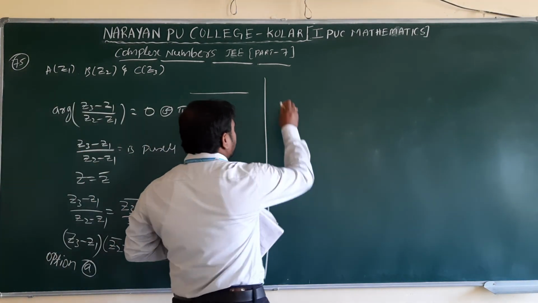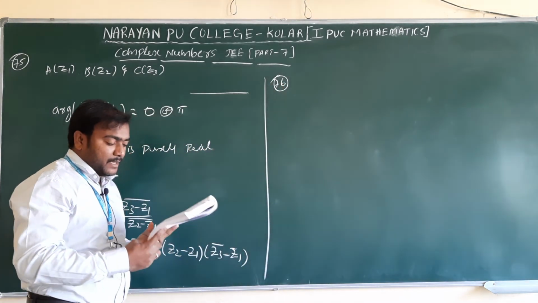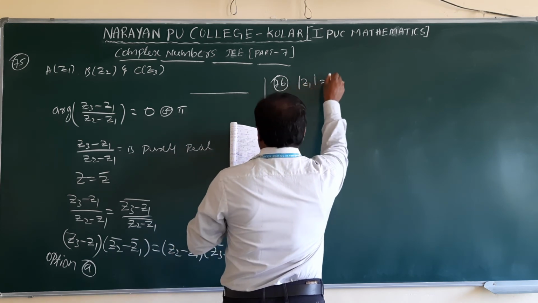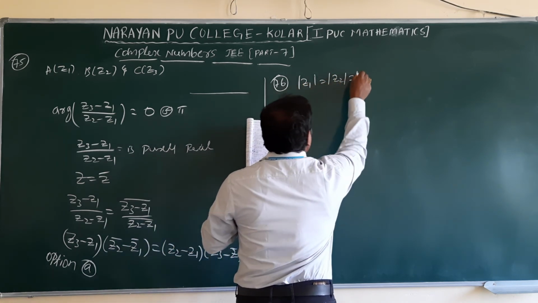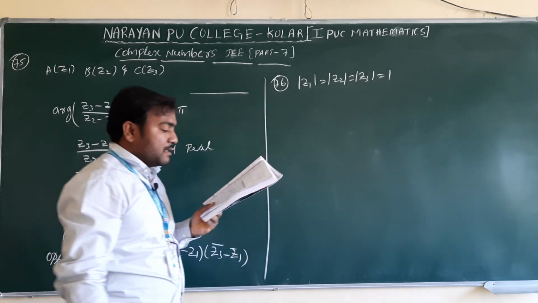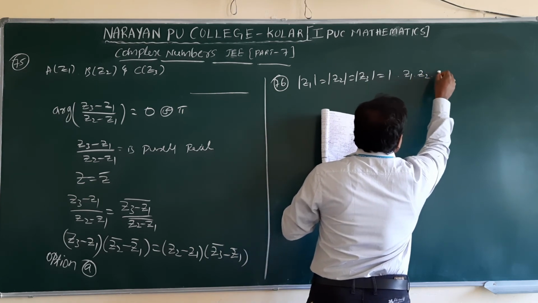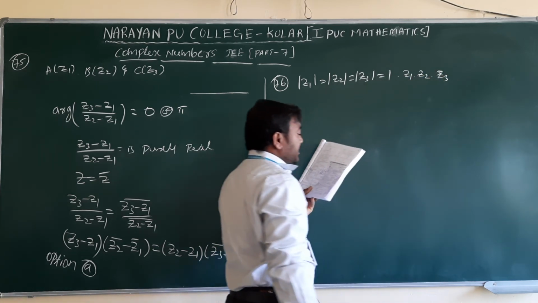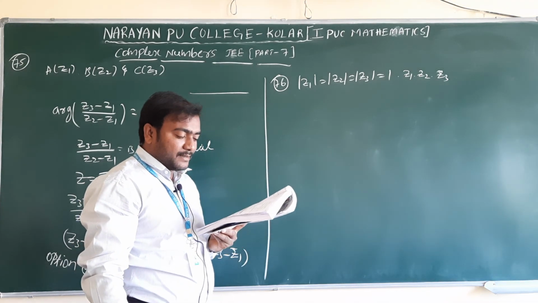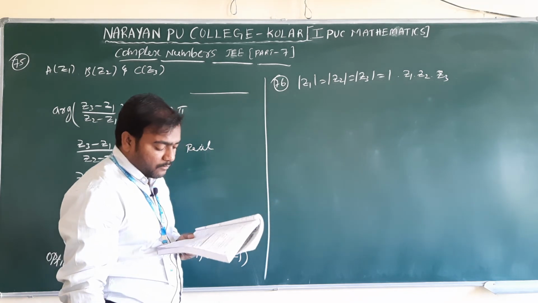Next question, question number 76. If modulus of Z1 is equal to modulus of Z2 is equal to modulus of Z3 is 1, and Z1, Z2, Z3 represent the vertices of an equilateral triangle, then which of the following is not true? We have to find which one is not true.